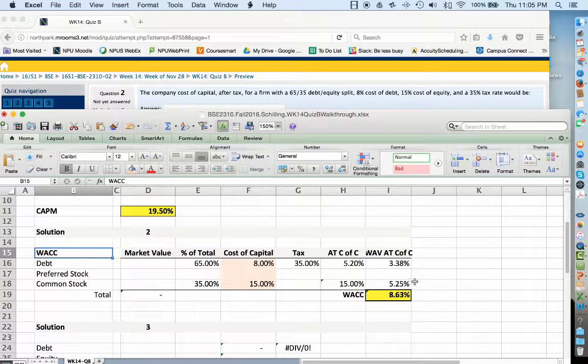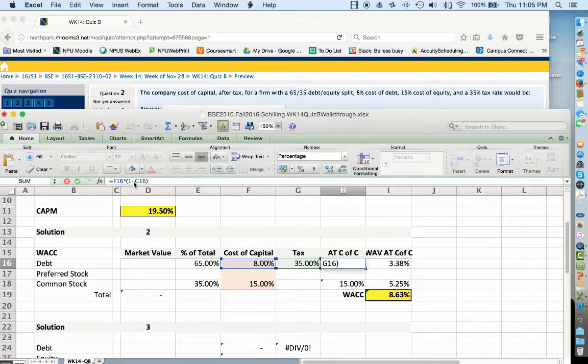And if you want to know how that works, I'm going to ask you to go into the Excel and look at how the calculations are done. The one that I will point out is this ATC of C. That means after-tax cost of capital. And what I do in that equation is I take the cost of capital times 1 minus the tax rate.